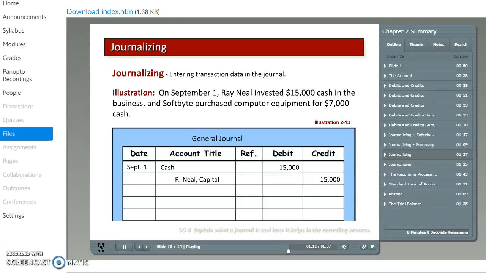In this transaction, the asset account, equipment, increases, and therefore is the debit account because, consulting our chart, assets increase with debits. The second account involved, cash, is also an asset account, and because there is a decrease in cash, the cash account is the credit account.